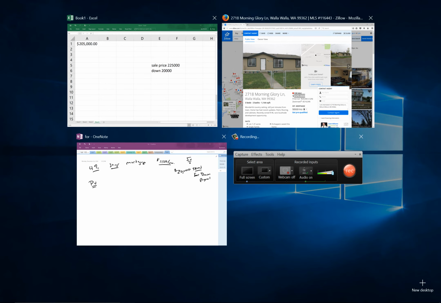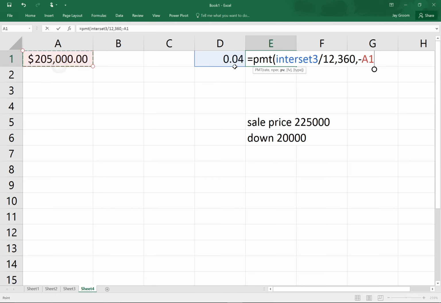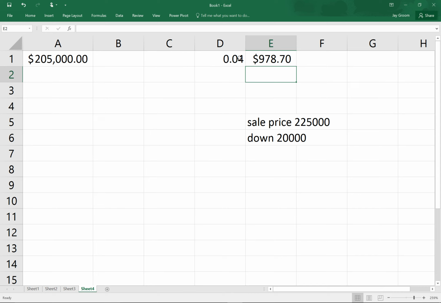Again, it's 4%. So I'm going to go ahead and just go in here and monkey with this a little bit. The main thing I want to show you is something kind of cool here. I spelled interest wrong and I don't care. And over here I'm going to say equals PMT. So the rate is this fella divided by 12. It was a 360 month loan. Present value is negative A1. Bam. Look at that. I only have to pay $978 a month.